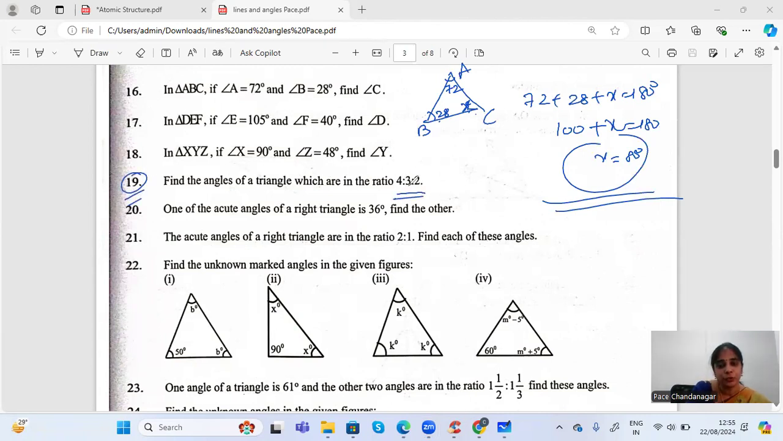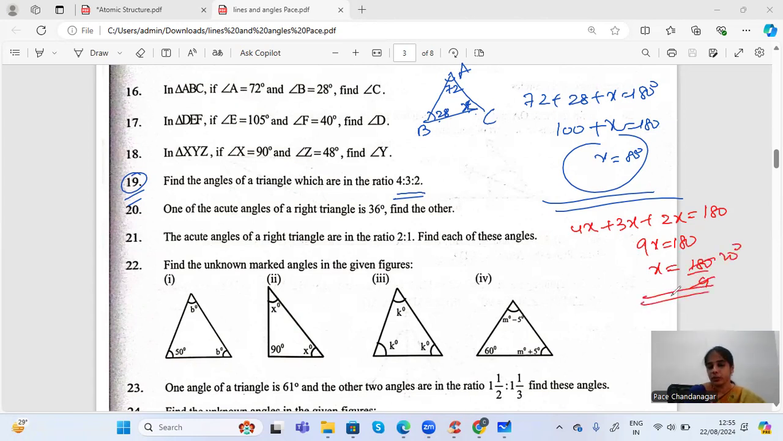Now coming to the 19th, observe there. Angles are in the ratio 4:3:2, which means you can take them to be 4x, 3x, and 2x, your three angles whose sum is equal to 180 degrees, isn't it? So the sum of all these is equal to 180. So 4 and 3 is 7, and 2 is 9. So 9x equal to 180 degrees. So x equal to 180 by 9, which is how much? 20 degrees. Now that we got x equal to 20, what are each and every angle there?